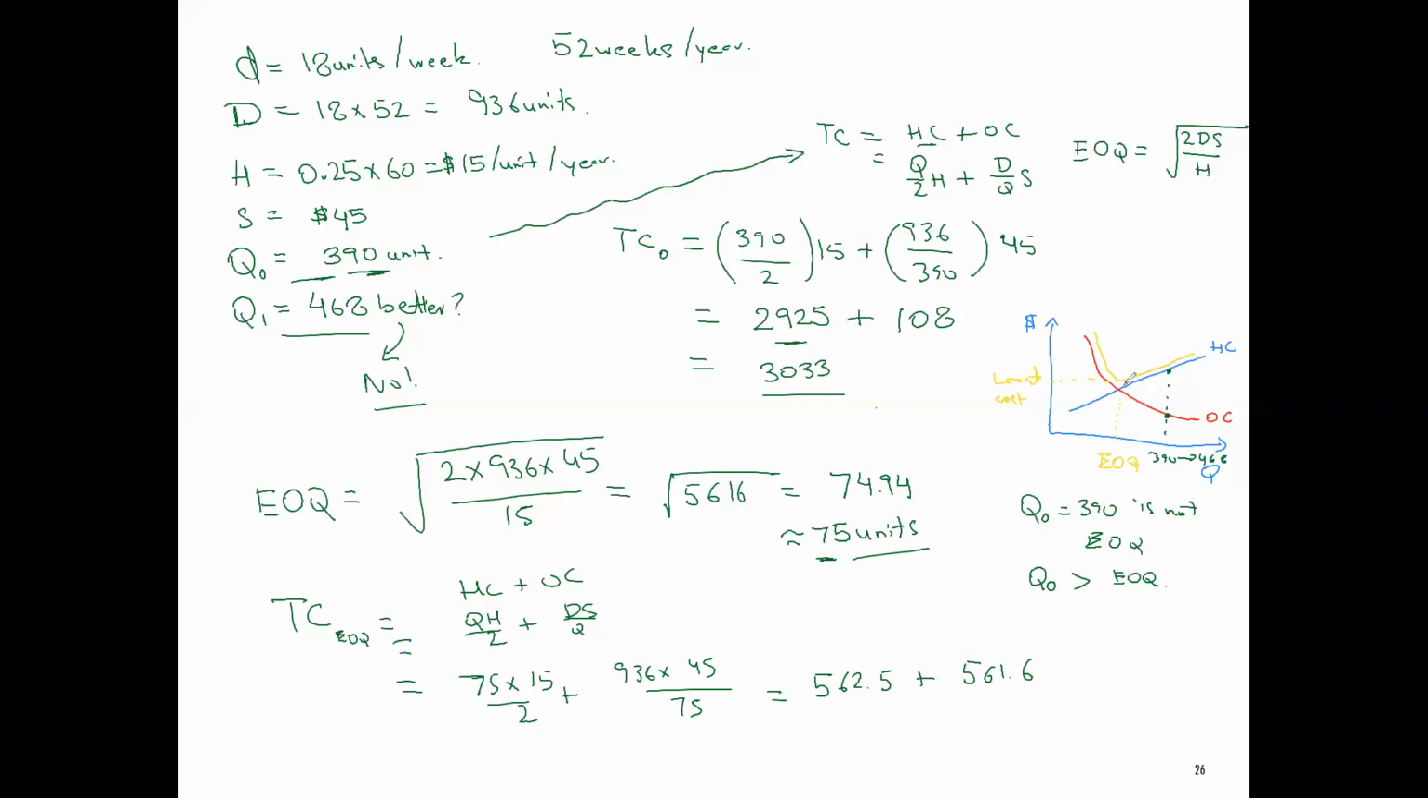So now these two are the same, which means we are somewhere in this zone. And if I add the two up, this comes out to be roughly 1124. So $1,124. So in other words, your total saving will be roughly close to $1,900. Yeah, 3,033 minus 1124 is roughly $1,900. That will be your saving. So with that said, this is how you apply the EOQ model.